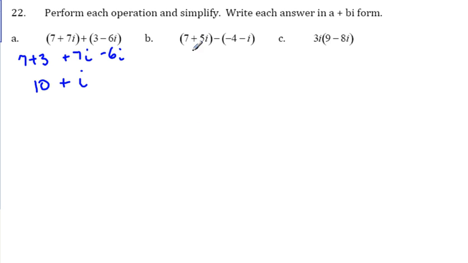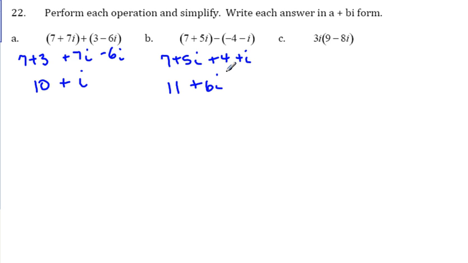When I move on to this one, I'm subtracting, so I have to remember to change both of those signs. So that's 7 plus 5i plus 4, minus a negative is plus 4, minus negative i is plus i. So now I'm going to add my real number part. 7 plus 4 is 11. And 5i plus i for the imaginary number part is plus 6i. It's in the correct form, and that's all they're asking for.